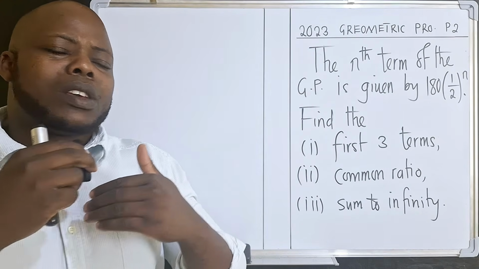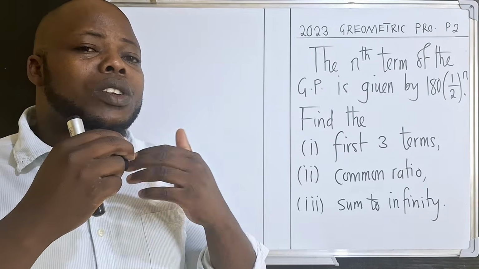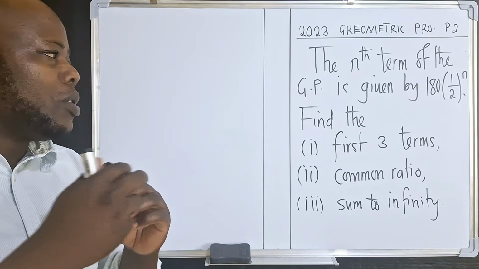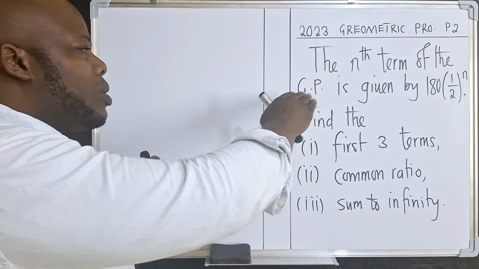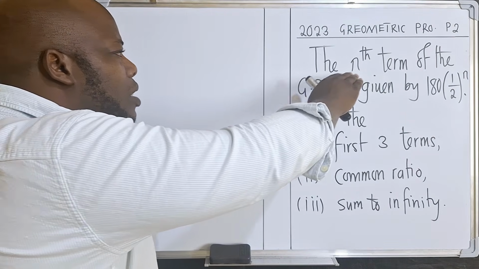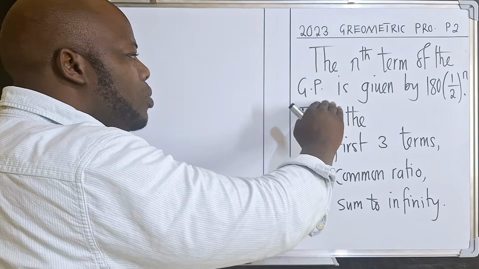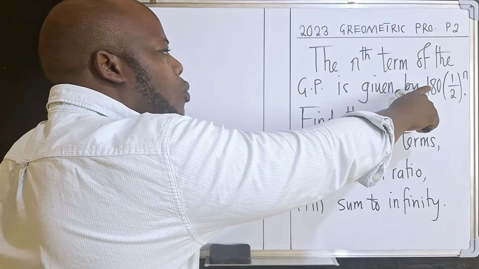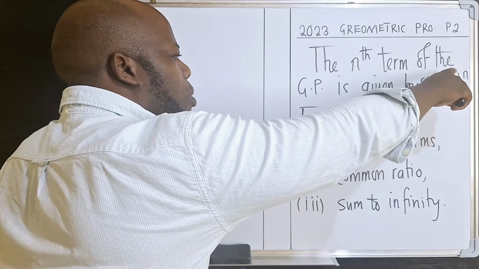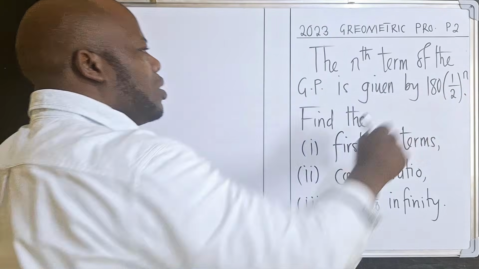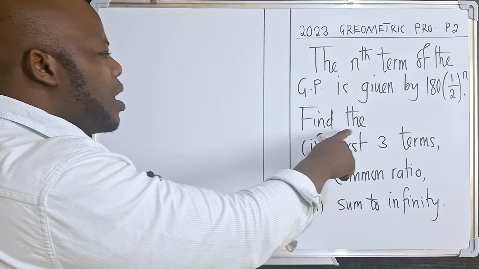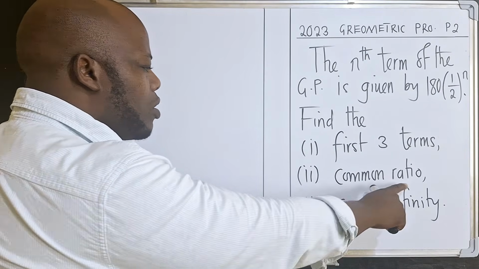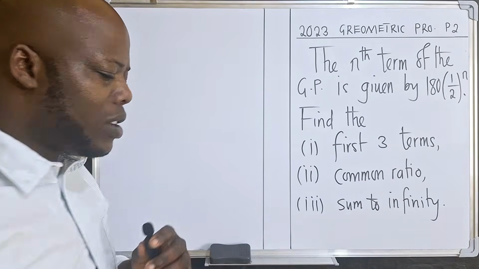So with me here is an exam question, 2023 Geometric Progression Paper 2. Here they gave us a question which reads: the nth term of the geometric progression, which is GP, is given by 180(1/2)^n. Find the first three terms, the common ratio, and the sum to infinity.